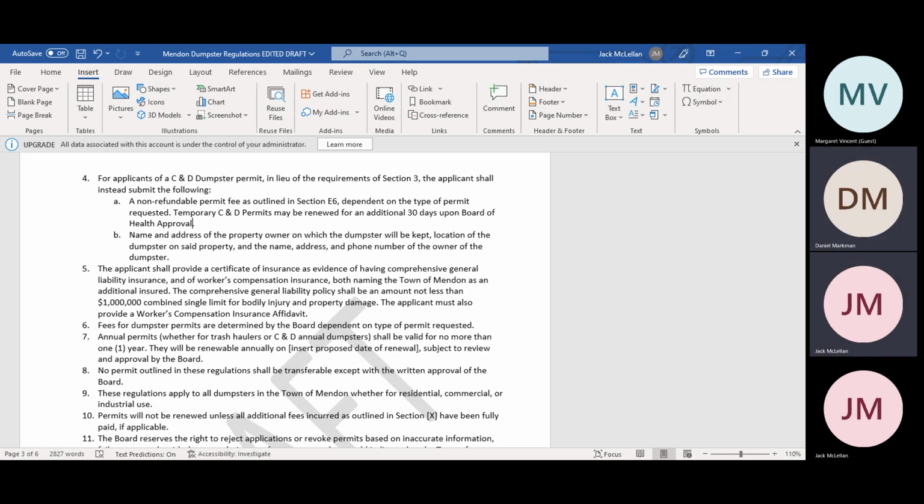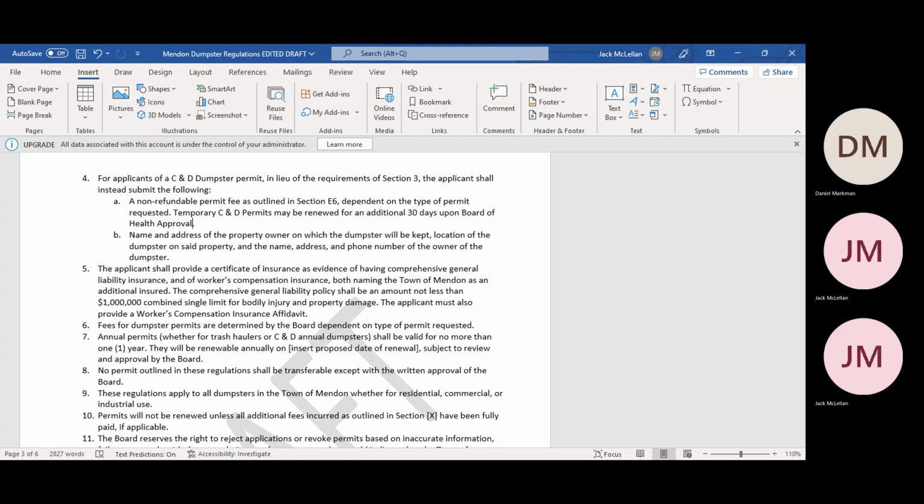For an annual permit, it's my understanding that a hauler that has an annual construction demolition dumpster permit can rent out as many dumpsters as they want during that year, so long as they're only C&D dumpsters. That's what the $150 is for. It's not by location. The permit is to haul that type of dumpster. Temporary permits are by dumpster. Those are the differences.